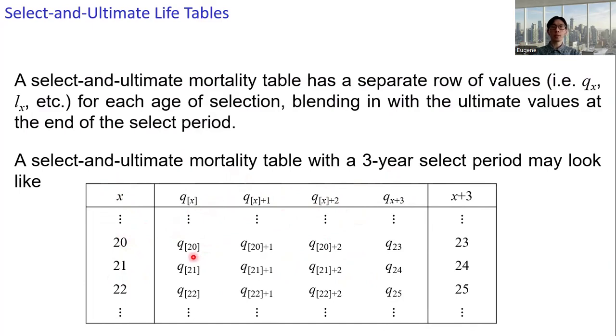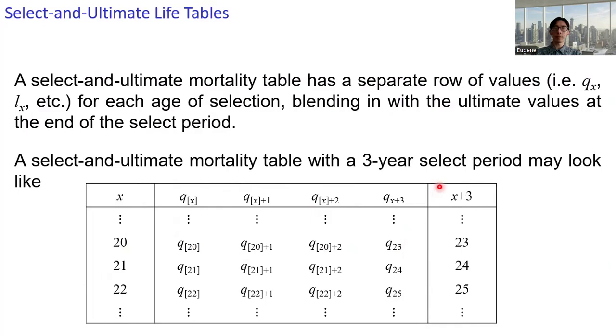One year later, when this individual selected at age 20 reaches age 21, we move along the same row to the right-hand side. The corresponding mortality probability is q_[20]+1, and then reaching age 22, go all the way to the right until the end. We reach the last column of probability at age x plus 3, that is at age 23. This is the end of the 3-year period of the selection. So this is the ultimate value, q_23.